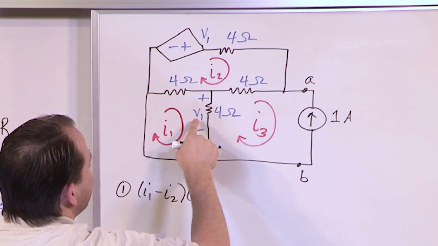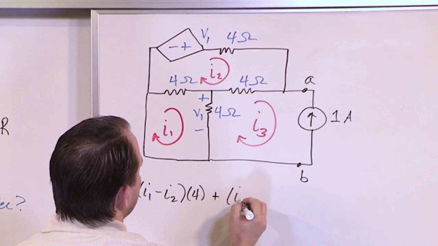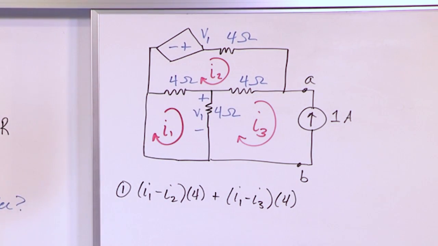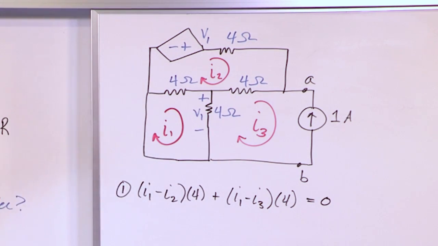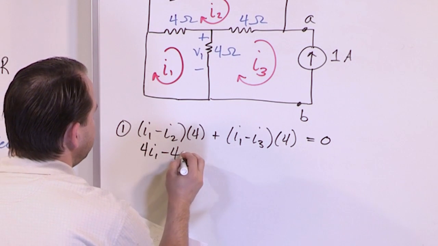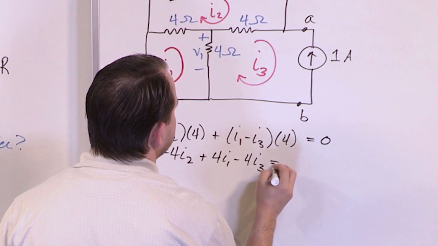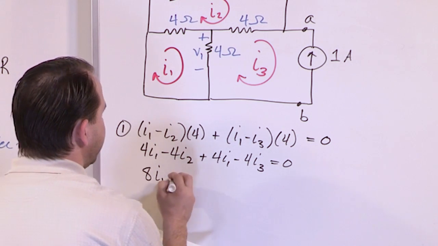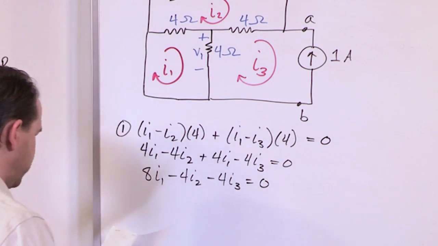And then when we get down here, you want to kind of ignore V1 for now. We'll get to that in a little bit. What you're going to have is I1 minus I3 times 4. That's the voltage drop across that. And then you're going to set that equal to 0. All right, so let's go and do some expanding here. So we'll have 4I sub 1 minus 4I sub 2 plus 4I sub 1 minus 4I sub 3 is equal to 0. Let's collect terms. 4 plus 4 is 8I sub 1 minus 4I sub 2 minus 4I sub 3, and that's equal to 0.